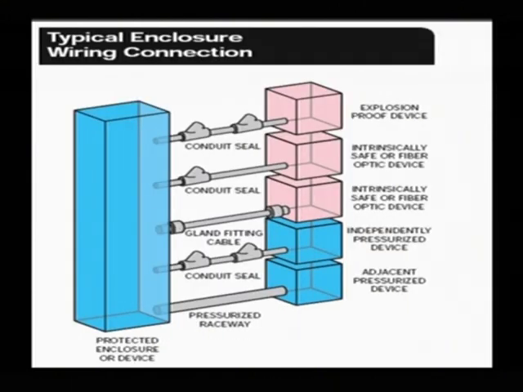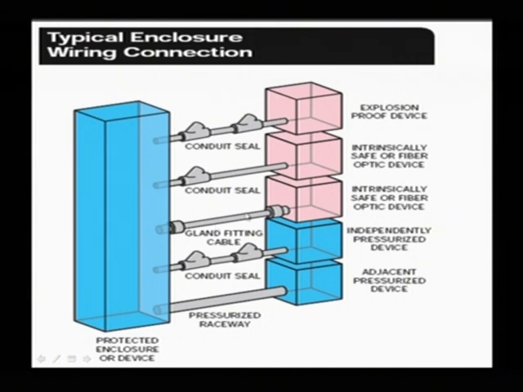And then here we have a protected enclosure. This is a purge protected enclosure, and we have a pressurized wireway to an adjacent pressurized device. It doesn't require a seal. This independently pressurized device is actually part of this system, so you don't need the seal because it's a pressurized wireway. But if you have an independent system here and an independent system here, then you need two seals, one within 18 inches of each system.